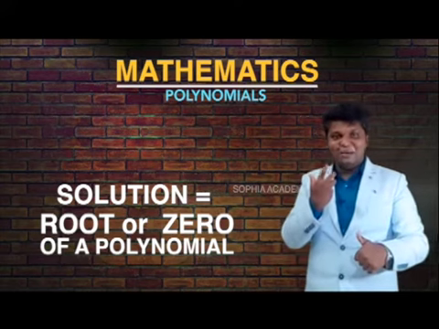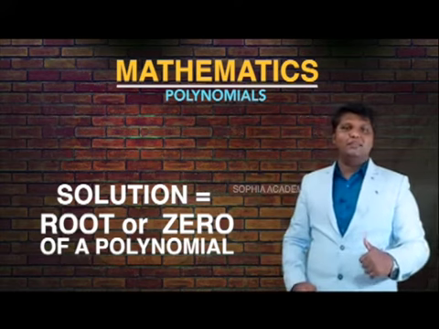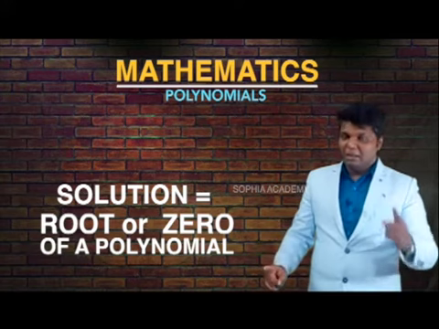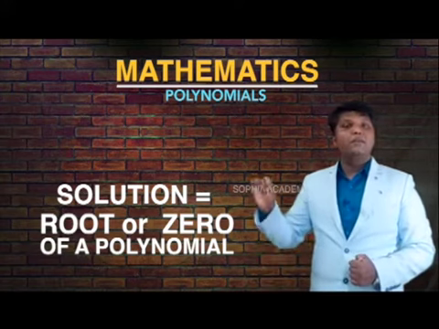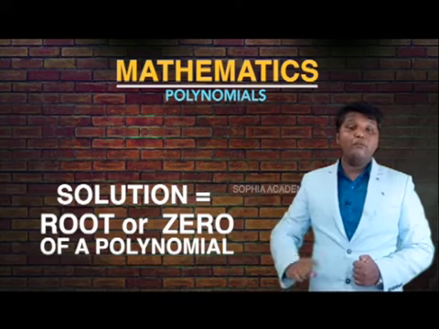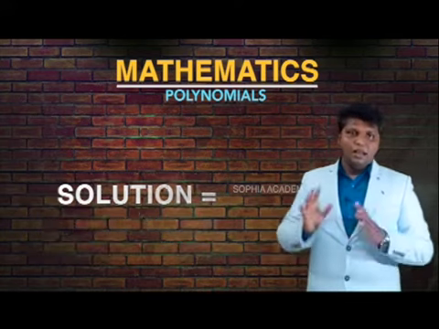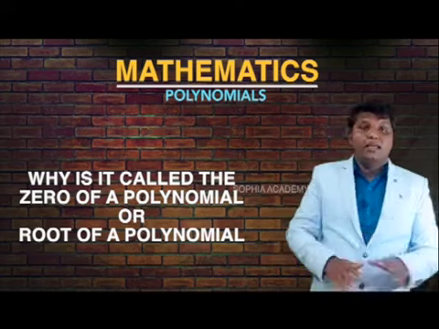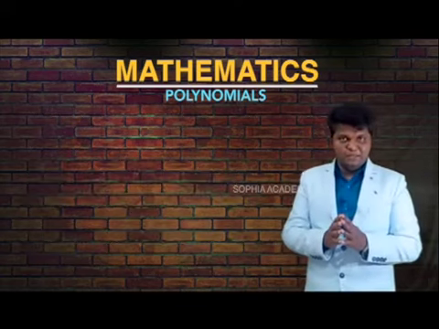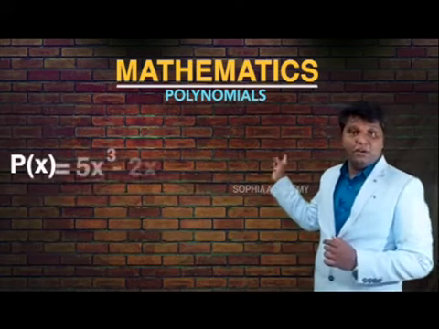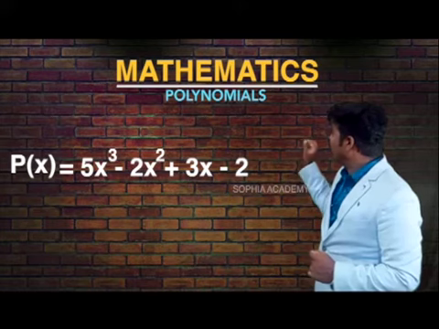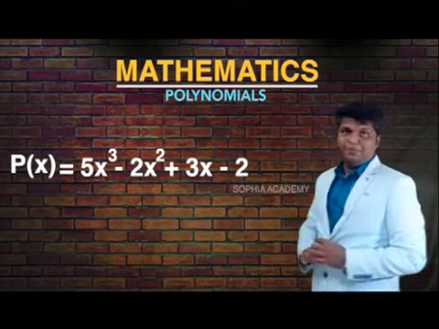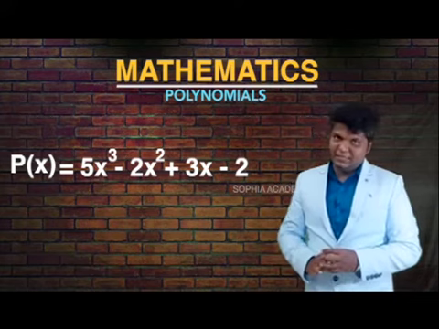So you have to study the language of maths. In polynomials, we will never say answer, we will never say solution, but instead we will say the root of a polynomial, or the zeros of a polynomial. Now why is it called zero of a polynomial? I will tell that. Let us take an example. Here p of x is equal to 5x cube minus 2x square plus 3x minus 2. It's a polynomial in x.